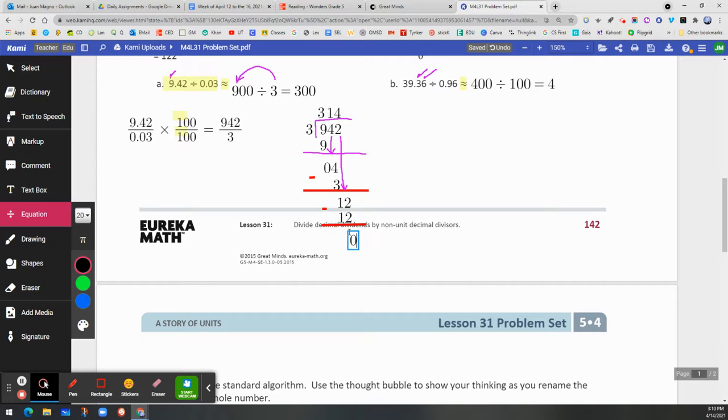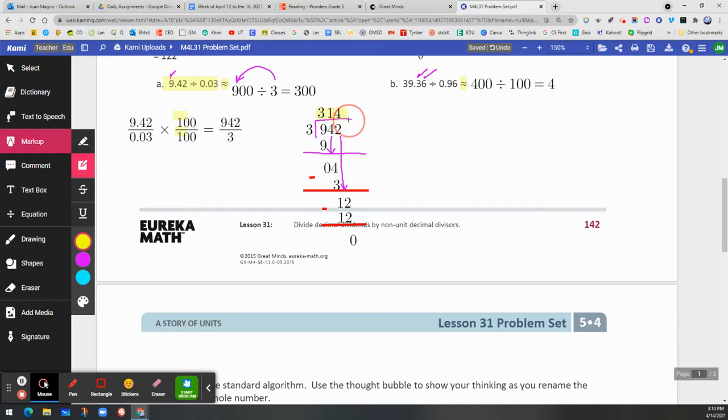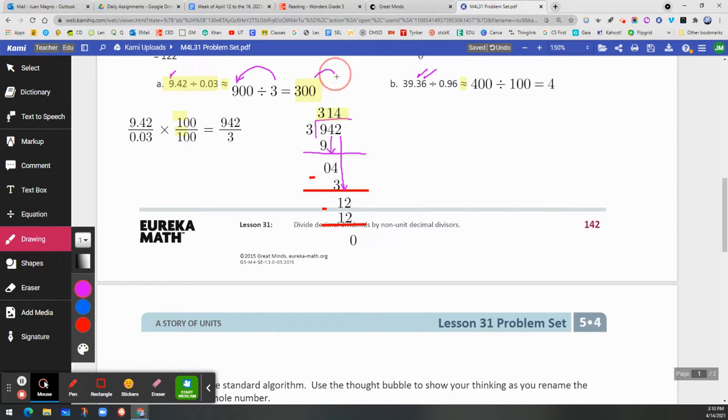And let's see if the estimation was correct. So now we know that the answer was 314. Very good. And look, the estimation says that the answer should be around 300, which is pretty accurate.